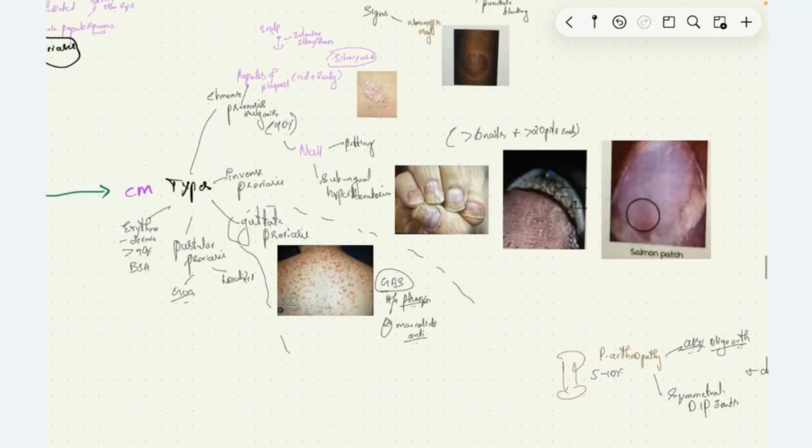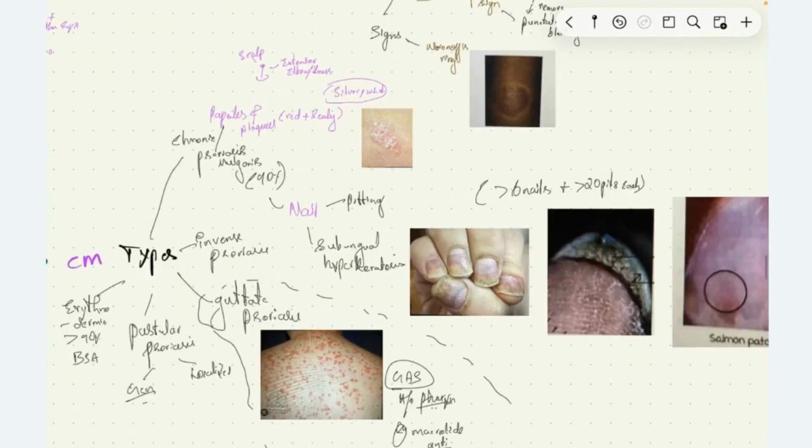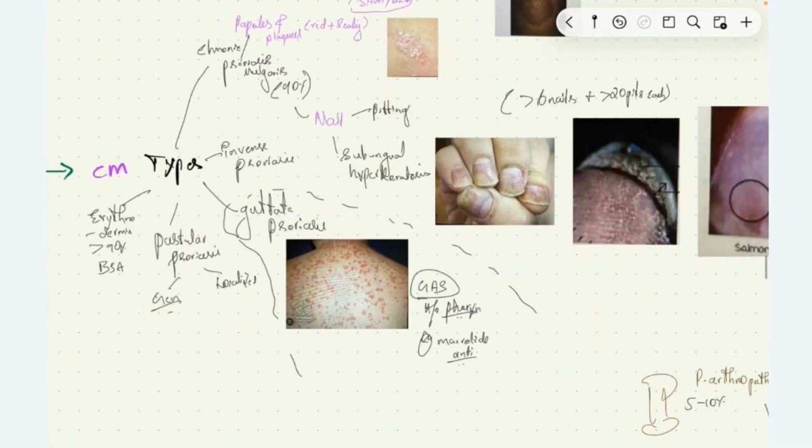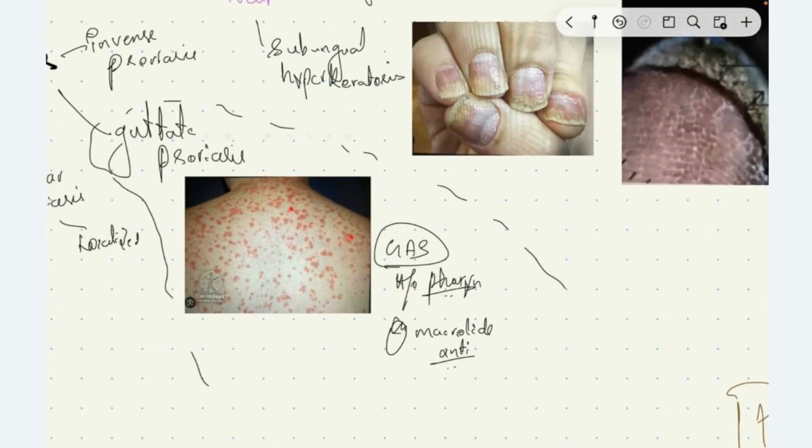Then we have inverse psoriasis, where the lesions, unlike the extensor region commonly seen, we see in the flexure aspect of the hand and the knee. We have guttate psoriasis, which is seen secondary to group A streptococcus infection in children. They may give the history of pharyngitis. We see raindrop-like lesions on the back region. These are treated with macrolide antibiotics like erythromycin and others.